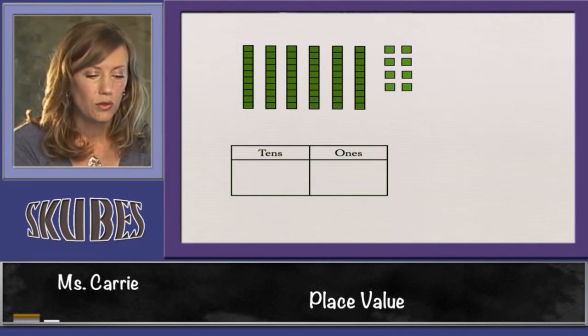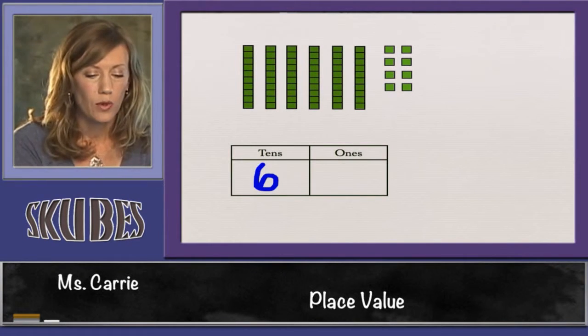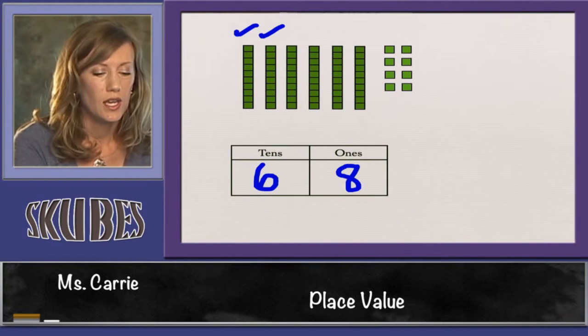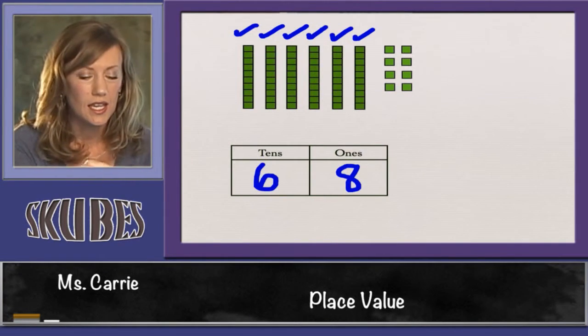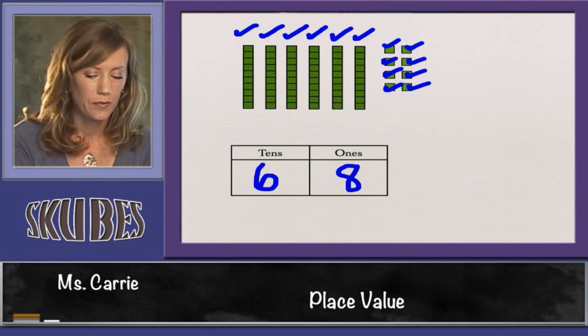Here we have 1, 2, 3, 4, 5, 6 tens, and we have 1, 2, 3, 4, 5, 6, 7, 8 ones. Now let's go through and count them. 10, 20, 30, 40, 50, 60, 61, 62, 63, 64, 65, 66, 67, 68.